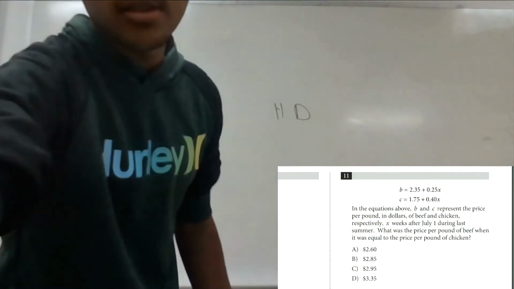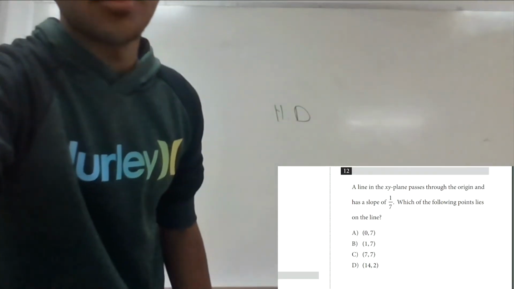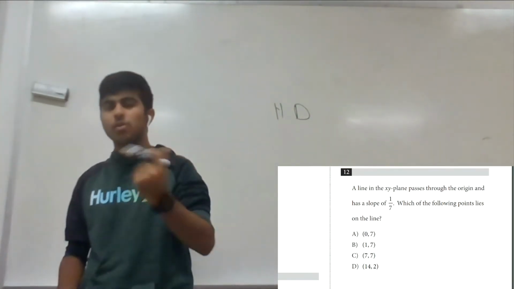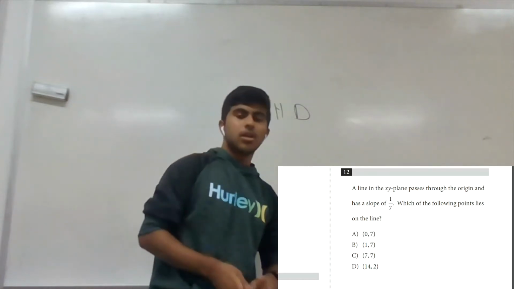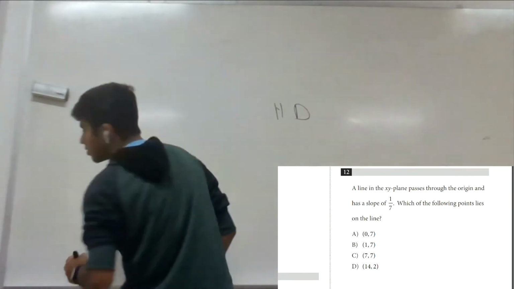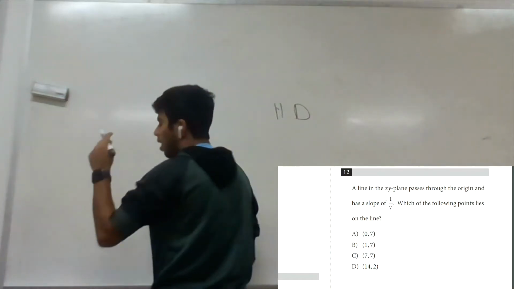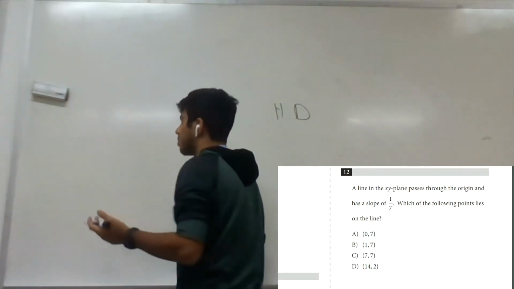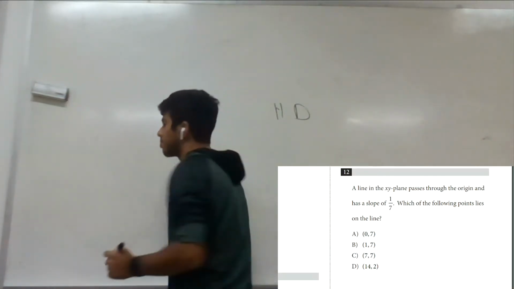Alright, so the next question, number 12. A line in the xy plane passes through the origin and has a slope of 1/7. Which of the following points lies on the line? So it passes through the origin, right? It passes through 0, 0.